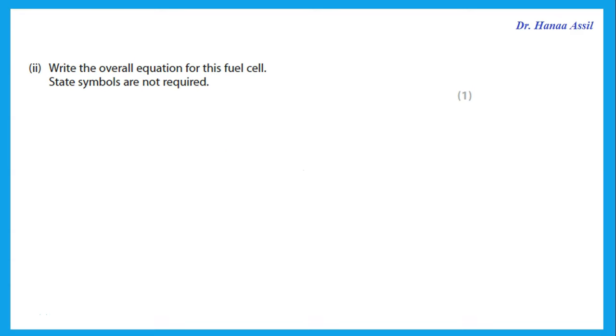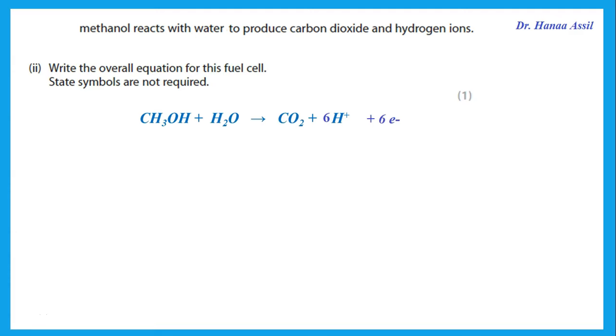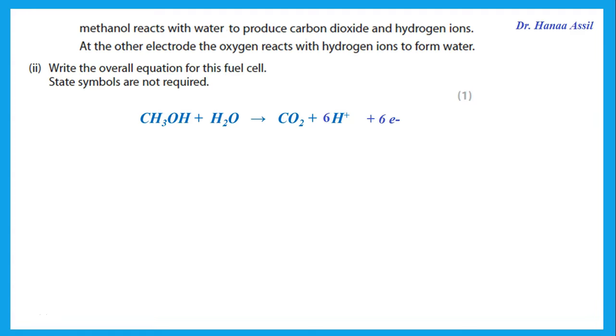Write the overall equation for this fuel cell. Well, we wrote the equation for that first one, and then we were told that at the other electrode, oxygen reacts with H plus to form water. Again, that means this is the reduction, so we gain electrons, and we balance them so that the number of hydrogens is correct, the number of oxygens is correct, and the charges are balanced. So these are the 2 half equations.